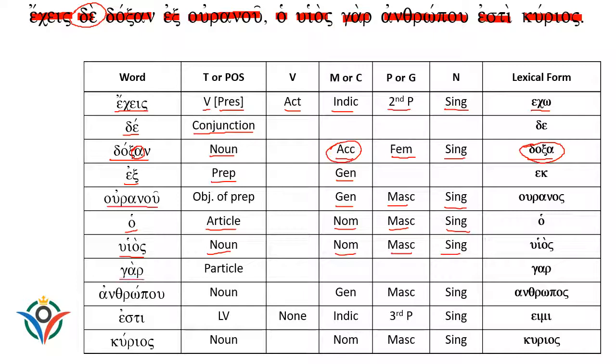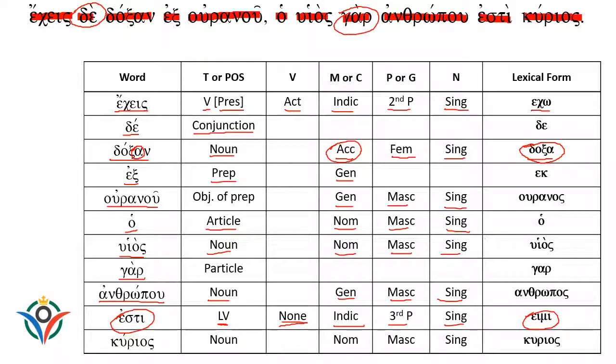And then we have gar, which is also postpositive. So it's not found at the beginning of the Greek text, but we will translate it in the front of our English sentence. Then we have anthropou, which is a noun, genitive, masculine singular, which means man. And then we have estin. All right, so there's our linking verb that we've learned in this lesson. It does not have a voice, so I've said none. It's in the indicative mood. It's third person singular, all right, from eimi.